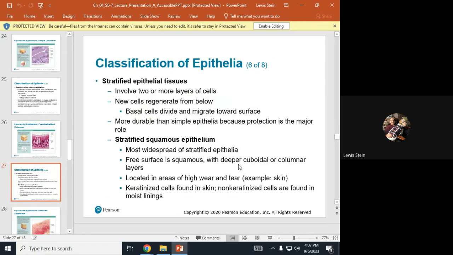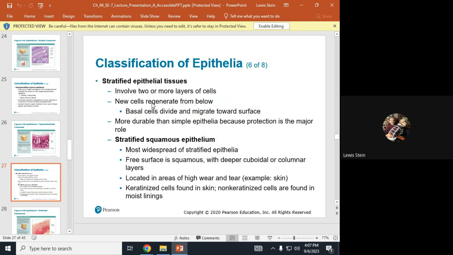When we get to stratified, you'll be happy to hear that. Stratified, 2 or more layers of cells. New cells regenerate from below, okay? And what's interesting is it's sort of counterintuitive. When you think of a new layer forming, so here's a layer of cells, you would think the next layer would go right on top of it.